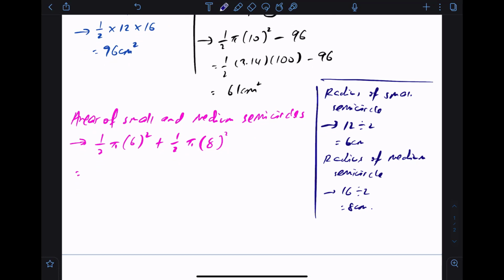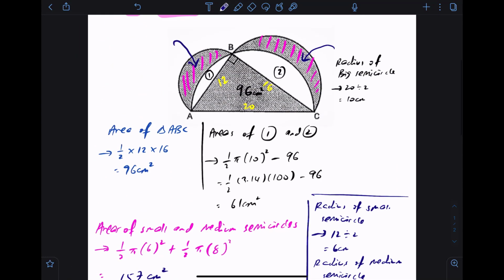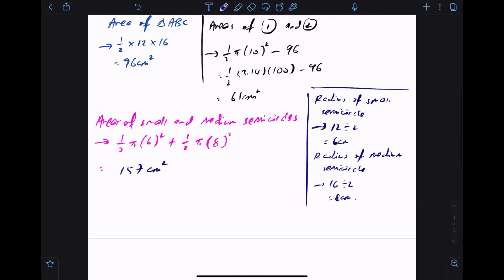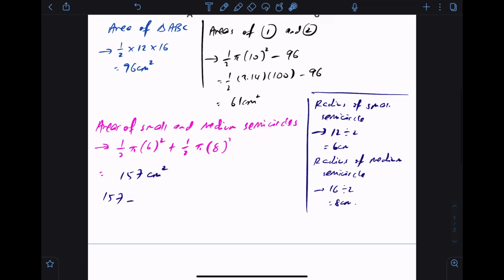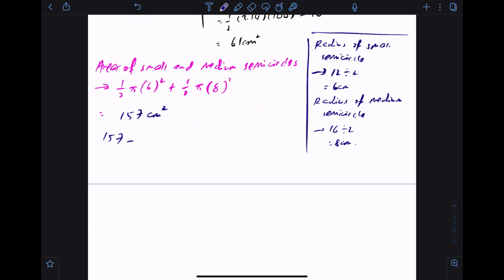Okay, so let's press the calculator for this and let's see what is the sum of these two semicircles. 0.5 times 3.14 times 36 plus 0.5 times 3.14 times 64. Okay, now the sum of them is a very nice number, 157 square cm. Okay, and then to find the area of the shaded parts, we will just take 157, take away the areas of 1 and 2, which is 61. Take away 61.